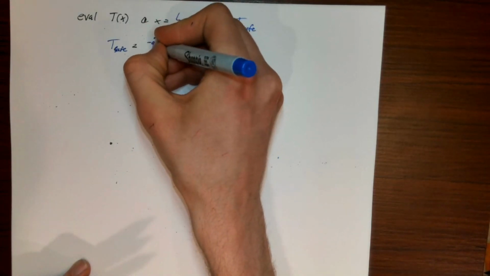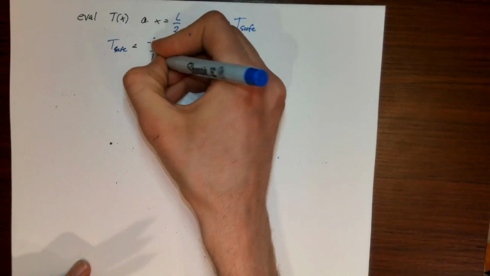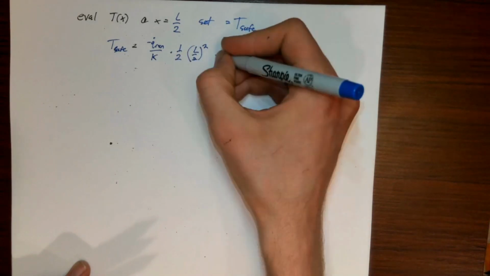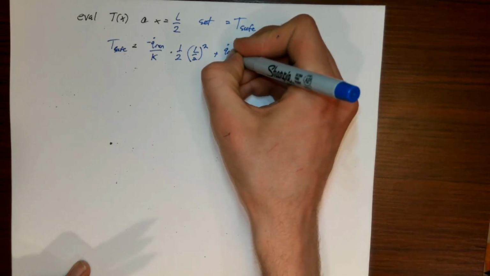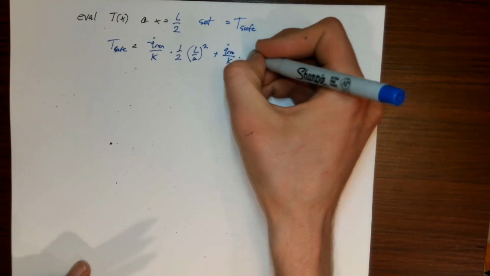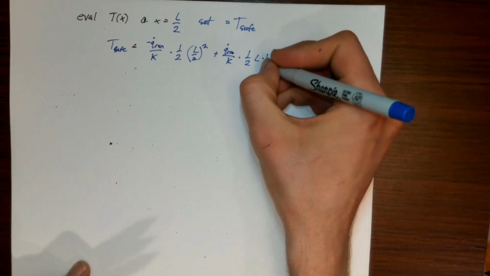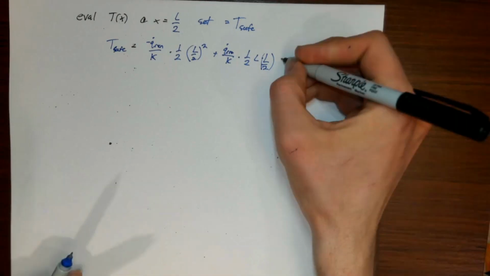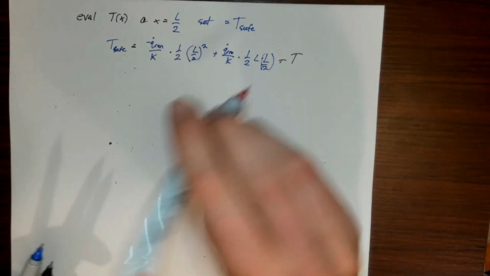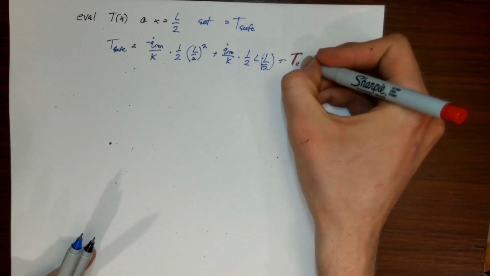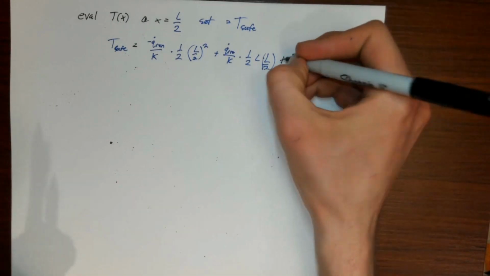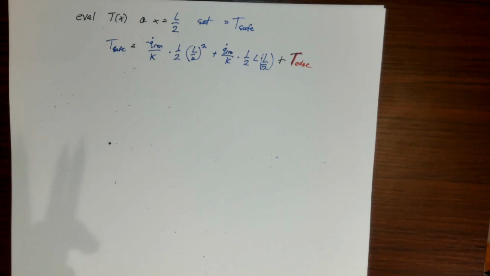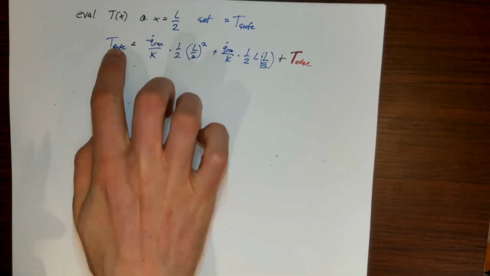Minus q dot of the reaction over k times 1/2 times L over 2 squared plus q dot of my reaction divided by k times 1/2 L times L over 2 plus T edge. Oops, sorry, T edge should be in red. These are as of yet unknown. And then we can solve T edge in terms of this other stuff, because we're setting this result equal to T safe.